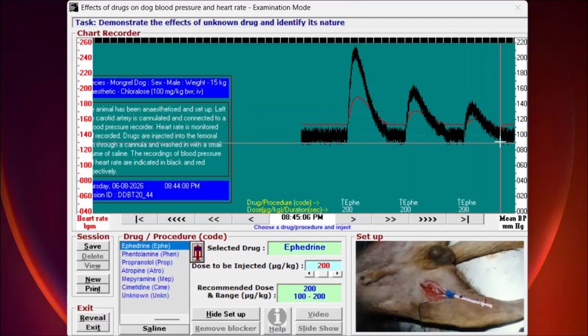Why is there an increase in blood pressure? That is because of what? Vasoconstriction mediated by which receptor? Alpha 1 receptor. So in that case, now what are we going to give? We are giving an alpha blocker. So what is that alpha blocker?